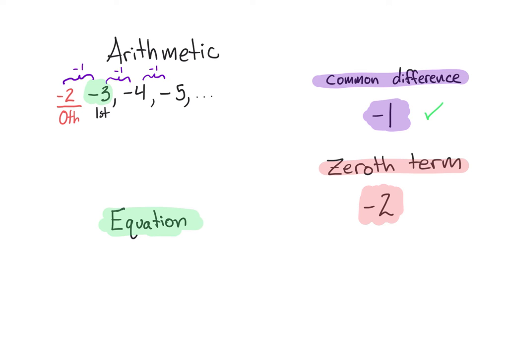With our common difference and 0th term, we can now construct our equation. T of n is equal to -1n plus -2. You could also write this as T of n equals -n minus 2.